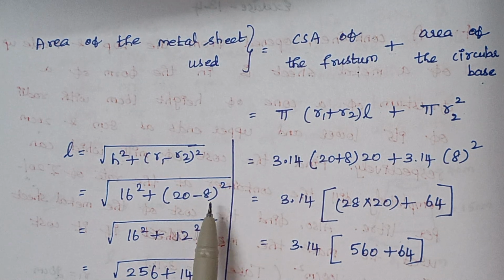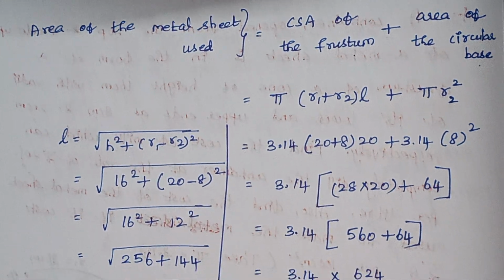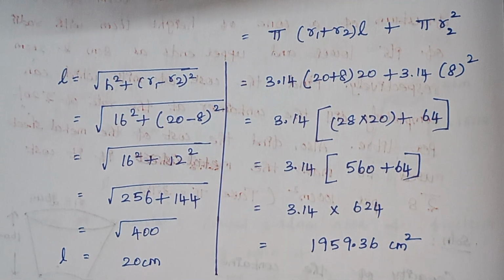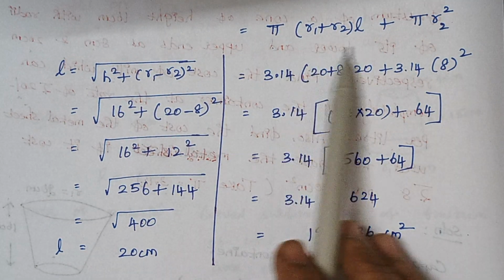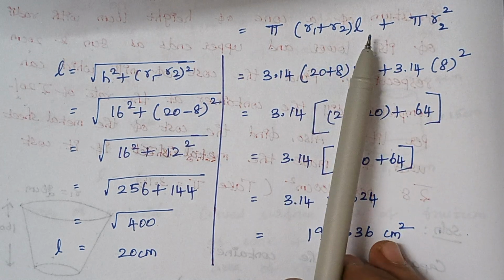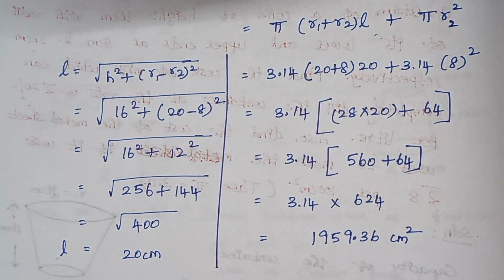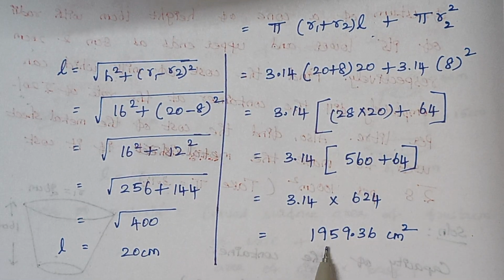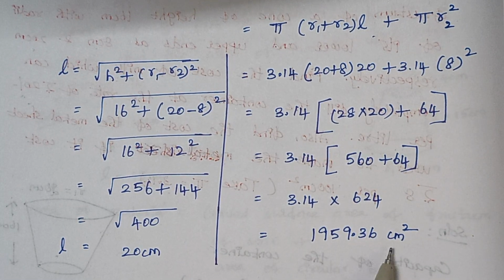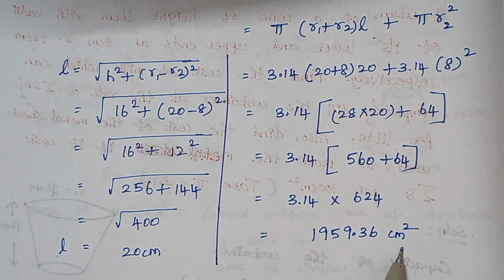We know all the values, so just substitute and solve. So finally here the value of L is 20 centimeter. So now we know all the parameters, right? R1, R2 and L. So just substitute it. And once you simplify here, finally we are getting the answer as 1959.36 centimeter square. So this is the area of the metal sheet used.